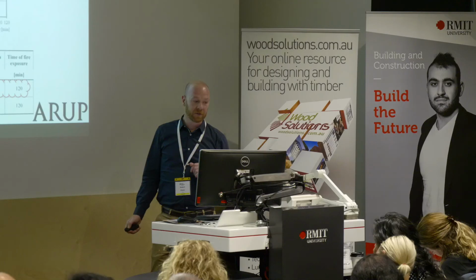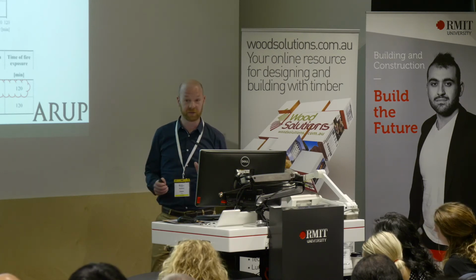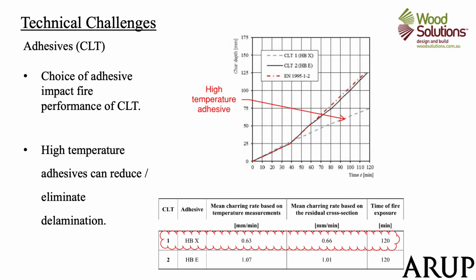So adhesives, the choice of adhesive is absolutely fundamental in the fire performance of CLT. High temperature adhesives can actually reduce or completely eliminate delamination, which, as you can see, will really help us as engineers to justify more exposed timber within buildings, to safely justify it, just because the char and the fire dynamics are a lot more predictable and it's just a lot more fire resistant.